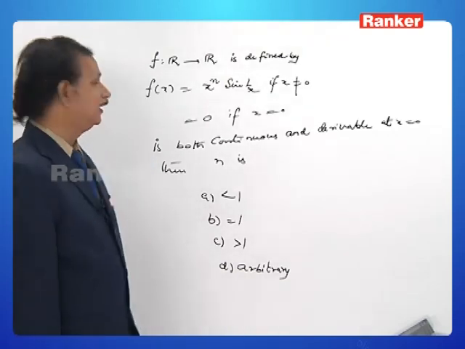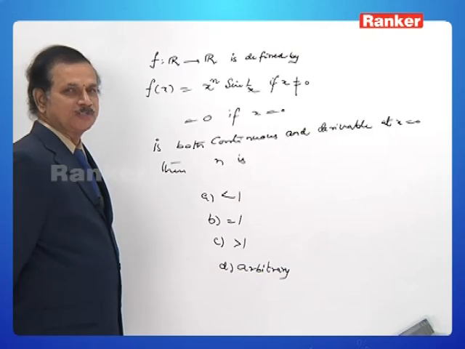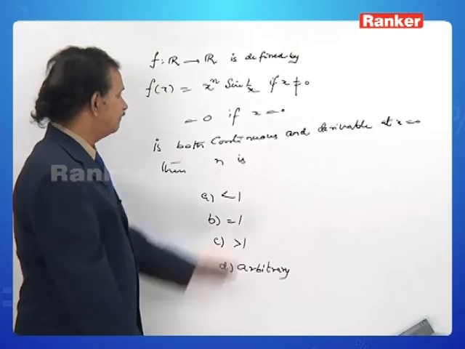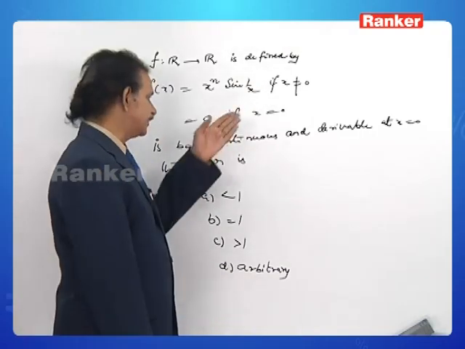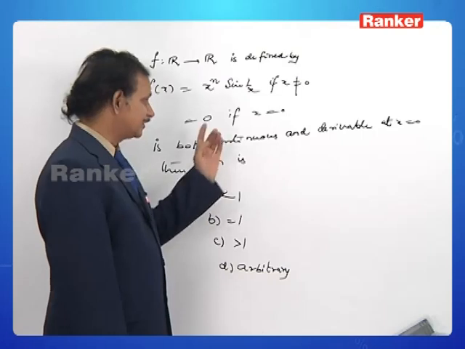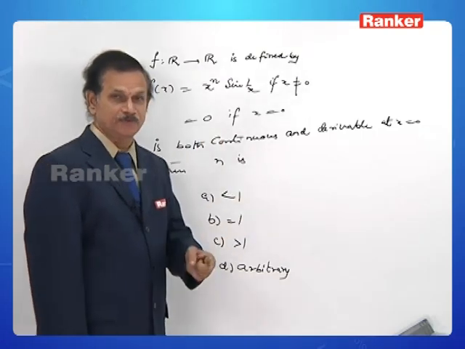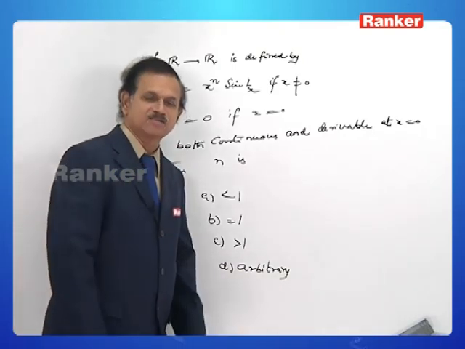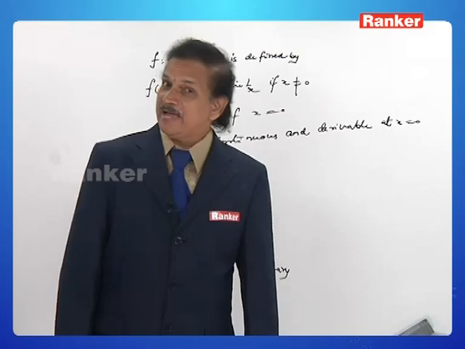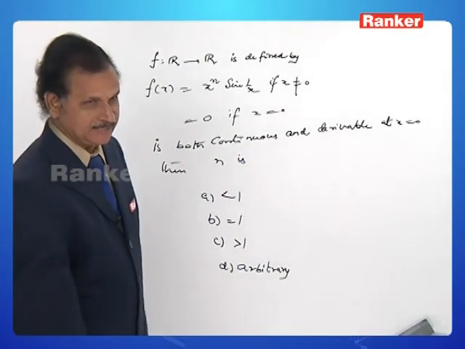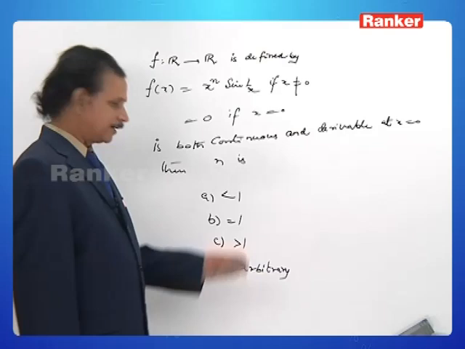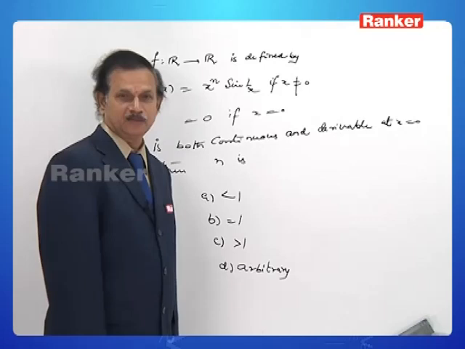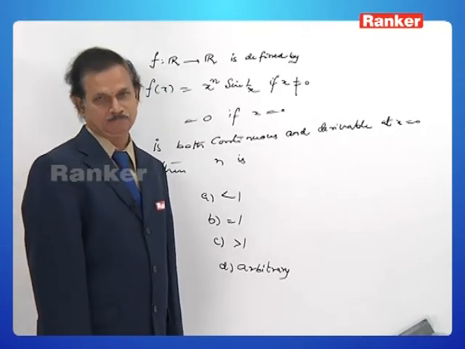Observe the question carefully. f from R to R is defined by f of x is equal to x power n into sine 1 by x if x not equal to 0, is equal to 0 if x is 0. It is both continuous and derivable at x equal to 0. He is giving us in the data itself. Then what should be the nature of n? He is asking. Less than 1? Greater than 1? Greater than or equal to 1? Arbitrary?